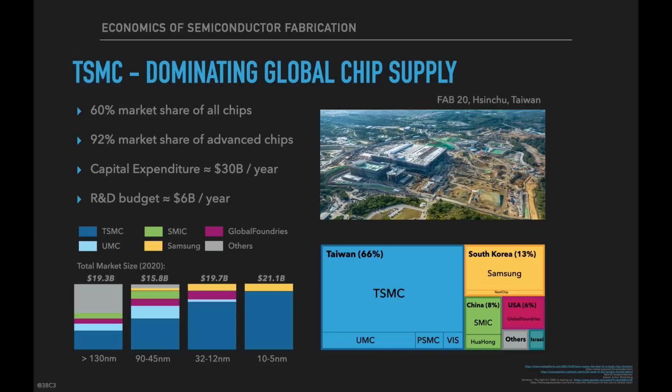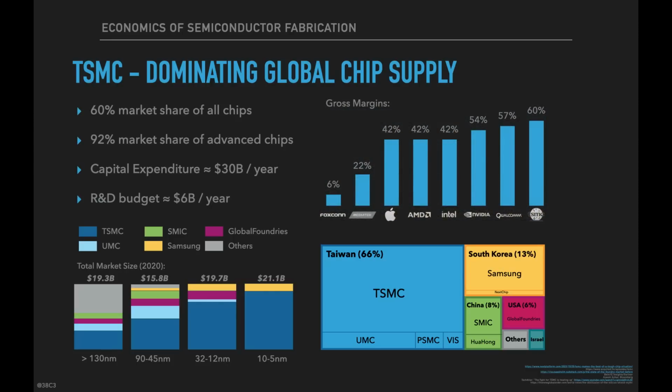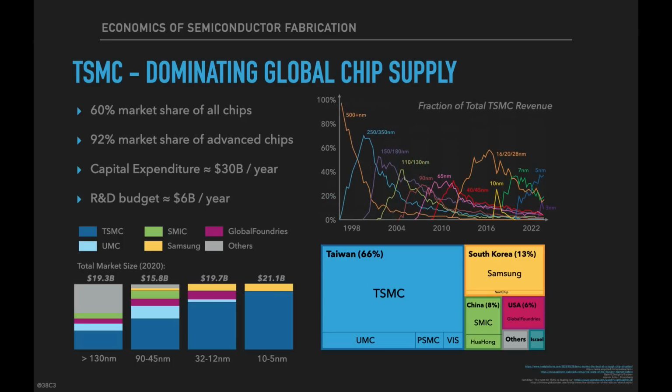And in order to do this, they need to spend $30 billion per year just to keep their factories on the most modern state. And they can do this because it's again this flywheel of economy at scale. Because they have so much market share, they can ask for gross margins of 60%, which is even higher than Apple or Nvidia, right? And that's how they can generate all that revenue and earnings to put $6 billion a year in R&D.